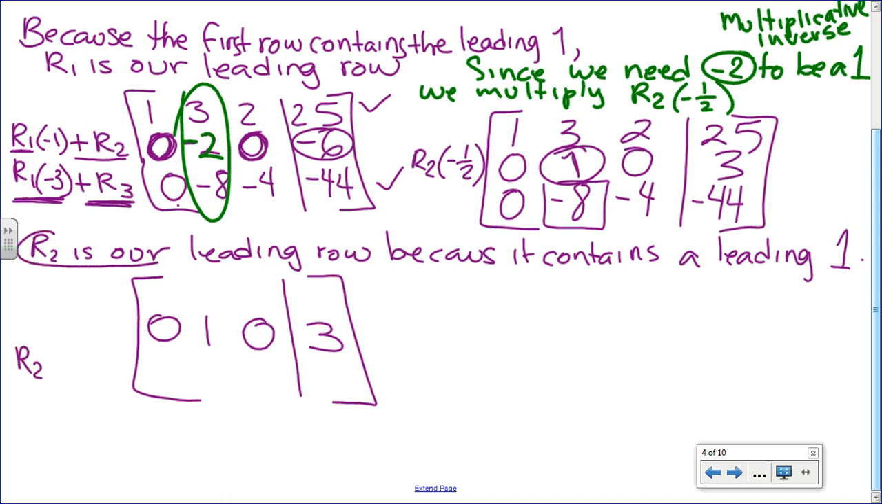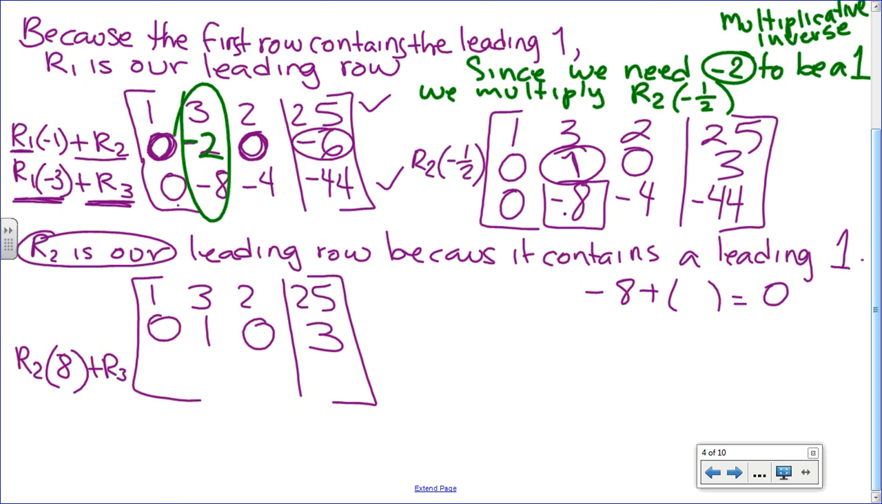Now R2 is our leading row. That's why we use R2. R2 times, what is the additive inverse of negative 8? Did you say 1 over negative 8? No. That will be the multiplicative inverse. I want the additive inverse, positive 8. So that plus R3. Remember, you have a negative 8. What do you need to add to it to get you a 0? Okay. And then R1, we're not going to change it anymore because we're just going to do the Gaussian elimination.